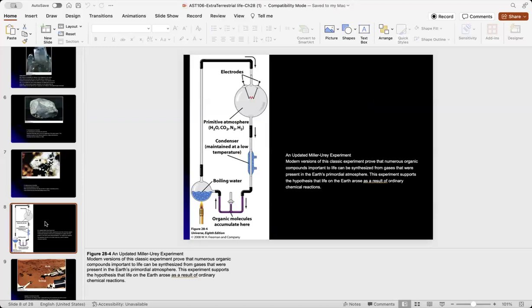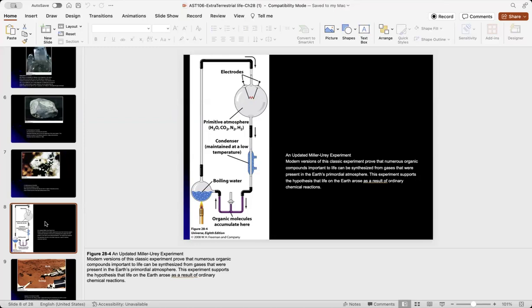And this was shown by the Miller-Urey experiment. Those are the names of the two scientists who did that experiment first. Many versions of this experiment have been done, and it has been updated. A new form of this experiment puts together water vapor, carbon dioxide, nitrogen, and hydrogen. These are the gases.